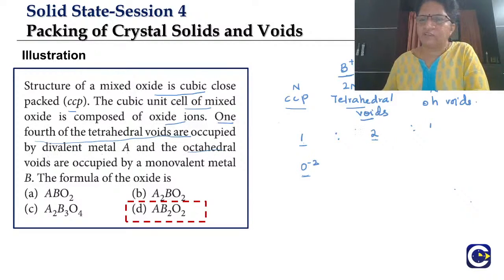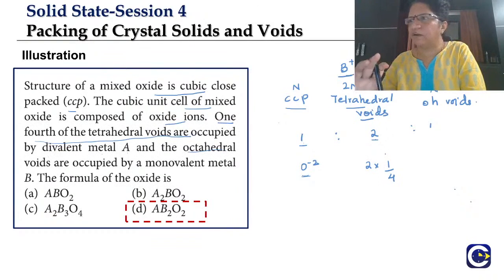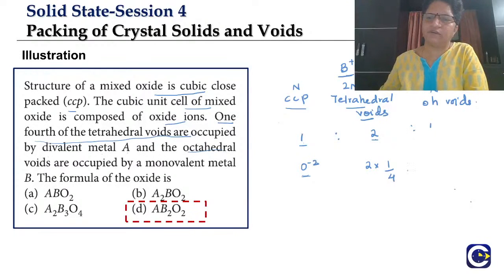So since the number of voids is double, it will be 2 into 1/4, because not all the tetrahedral voids are occupied. In the complete crystal lattice, only 1/4 of them are occupied. So let me take this. This is complete. Then the octahedral voids are occupied by a monovalent metal ion, so I'm writing it as A+. All the octahedral voids are occupied because there is nothing given there, not half full.